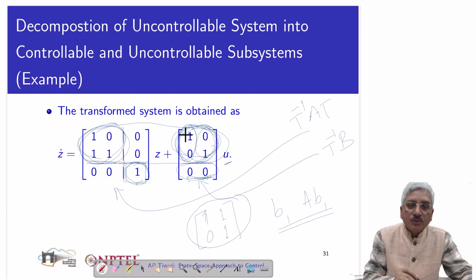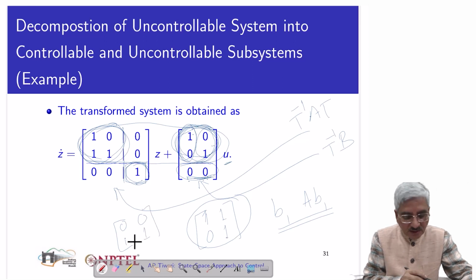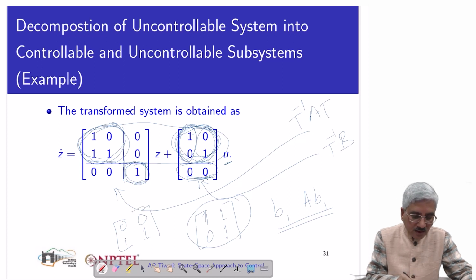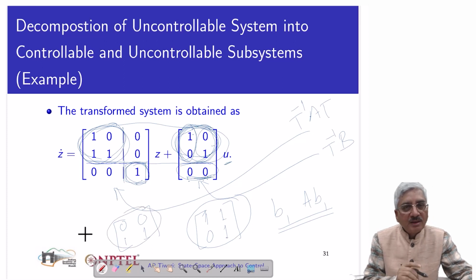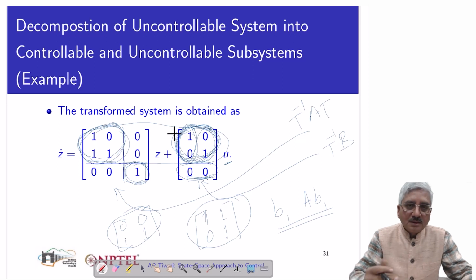One can check for input 2 also. Input 2, that is B2, is 0 1, and AB2 is 1 0 into 0 1, which gives 0, and 1 1 into 0 1, which gives 1. So the second input gives a Q matrix which has rank only 1. With the second input, this system is not controllable, but with only the first input or with both inputs working together, this system is controllable. And neither of the two inputs is contributing to that uncontrollable dynamics.